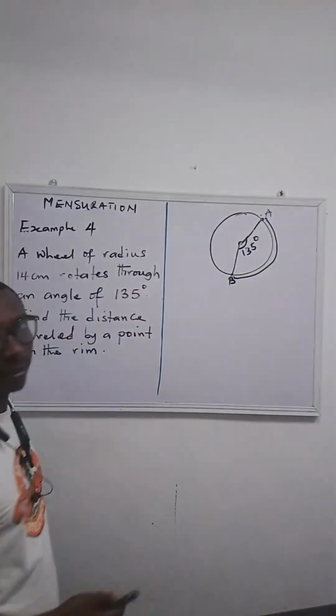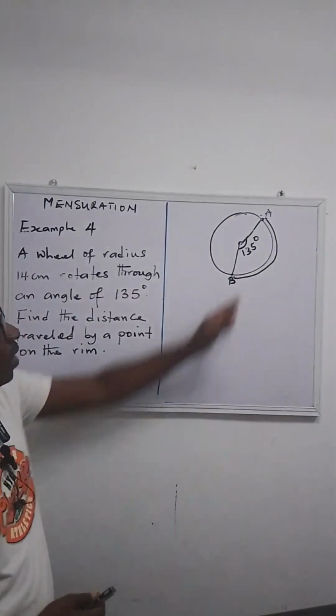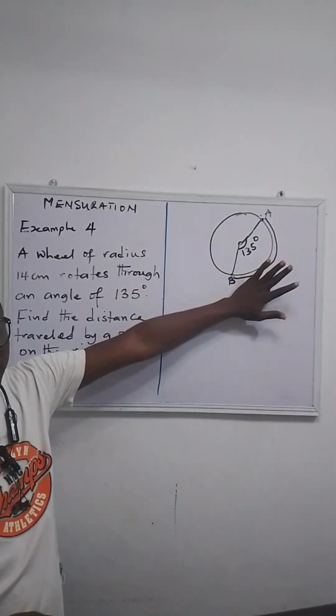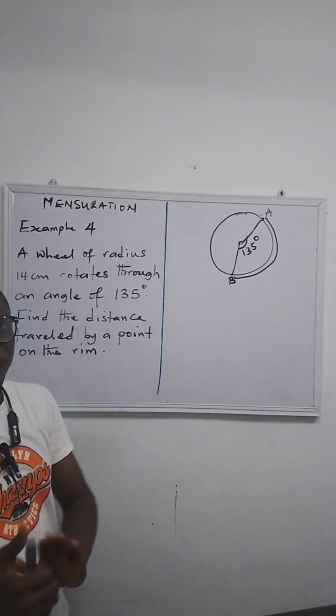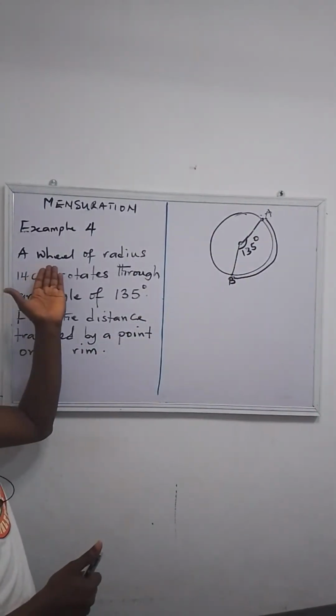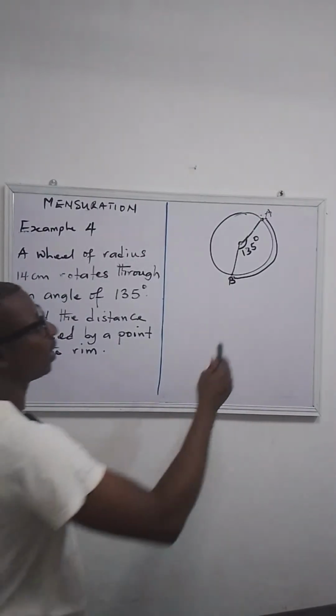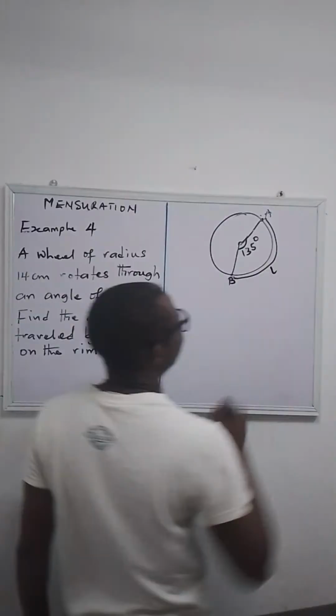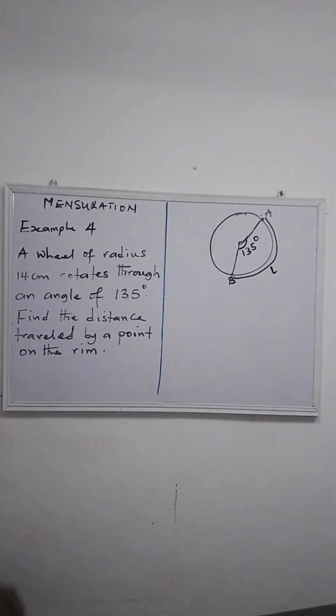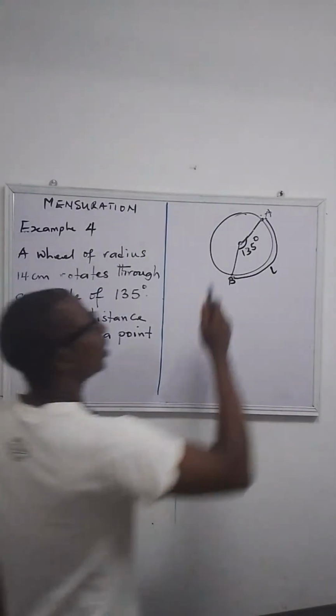So now that means the length of our arc is what we are looking for. And that is the same thing as the distance covered by this wheel by a point on the rim. So now let us calculate this length of arc. Don't forget, the radius has been given. What is the radius? The radius is 14. So let's write that here.